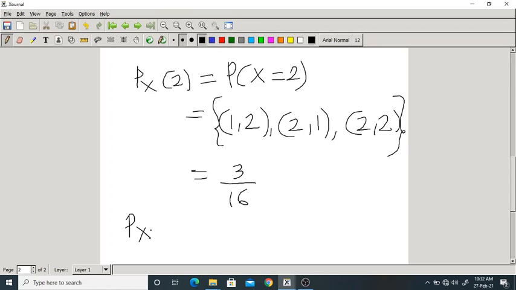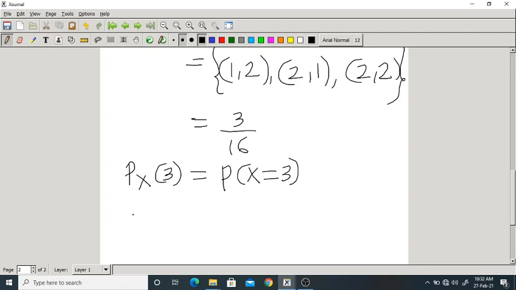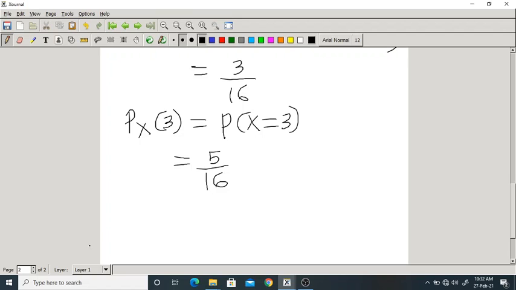What is the probability of Px of 3? That is the probability that capital X equal to 3. What do you mean by this? Probability that the maximum of 2 rolls is 3. How many such events are possible? 5 out of 16. So you just try to understand things very cleverly.